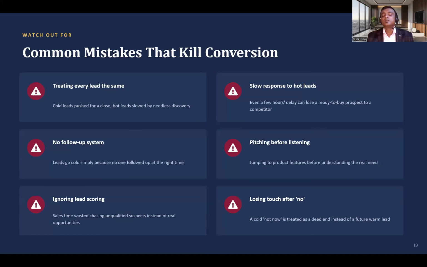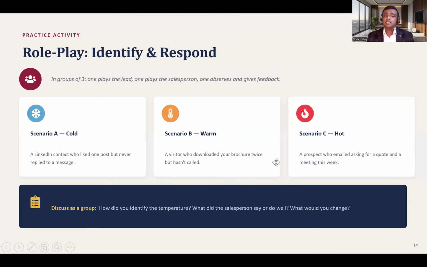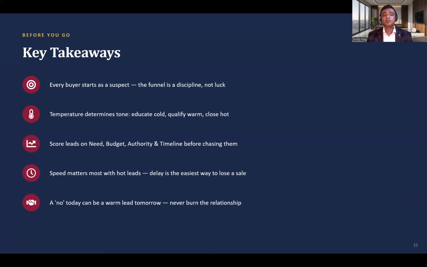It's not that they are not ready to buy now. Maybe it's not urgent, but they may buy later. So that's how you need to carry on. As I said, to practice all this, you can use case studies, role plays, and scenarios. Take a cold lead, how to deal with it, a warm lead, how to deal with it, and a hot lead, how to deal.